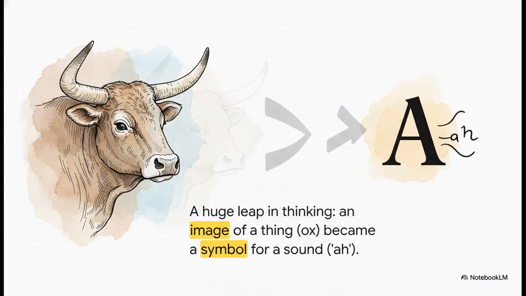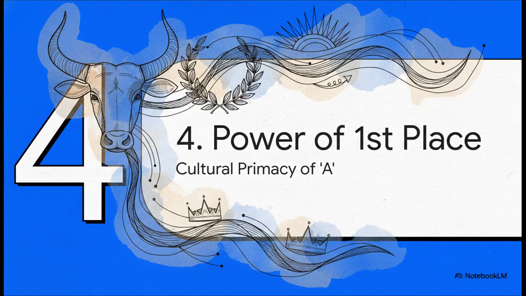And right there, that whole process, it represents this massive leap in human thinking. A symbol for a thing, an ox, got simplified into a symbol for a sound, the ah sound. This was a total game changer for communication. It's the move to a phonetic alphabet, where letters stand for sounds, not just objects. So we know it started out as an ox. But how does that ancient history actually affect us today?